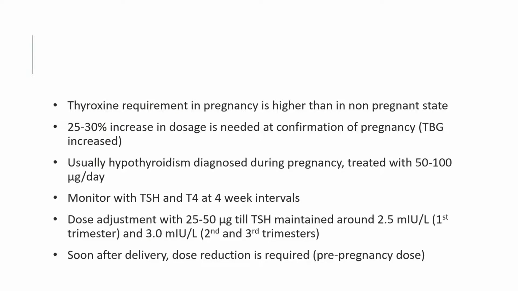Monitor with TSH and T4 at 4 weeks interval, and adjust the dose by 25 to 50 microgram till TSH is maintained around 2.5 in the first trimester and 3 in the second and third trimester. But now the guidelines have changed a bit, so they have decided to keep it around 2.5 throughout pregnancy. So any dose adjustment depends on the TSH level, and the target should be 2.5 or less rather than 3. Okay. And then soon after delivery, dose reduction is required to the pre-pregnancy dose.